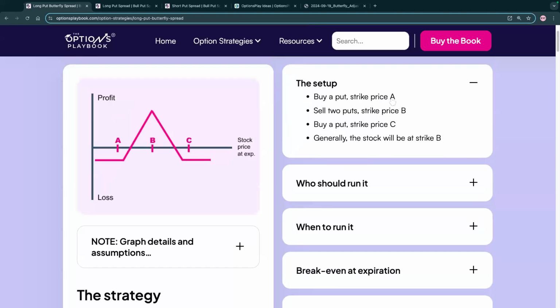So we're going to buy a put at strike C, then sell 2 puts at strike B and buy a put at strike A. Very low risk, right? It's the net debit that you paid for it, but you need it to stay within the wings of the butterfly. Now, how is this trade made up?